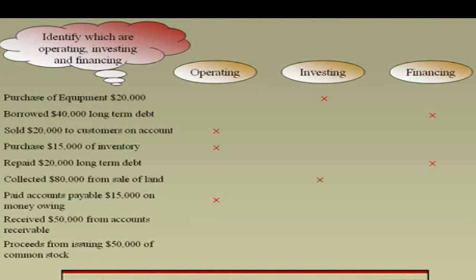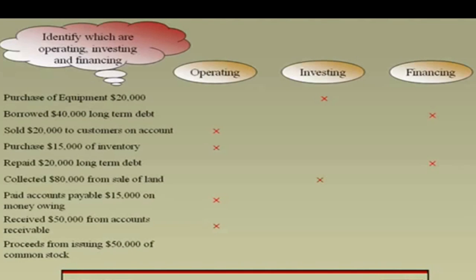Received $50,000 from accounts receivable. Would you buy that selling to customers and getting cash from them is part of normal business activity? So the answer to this one is operating activity.